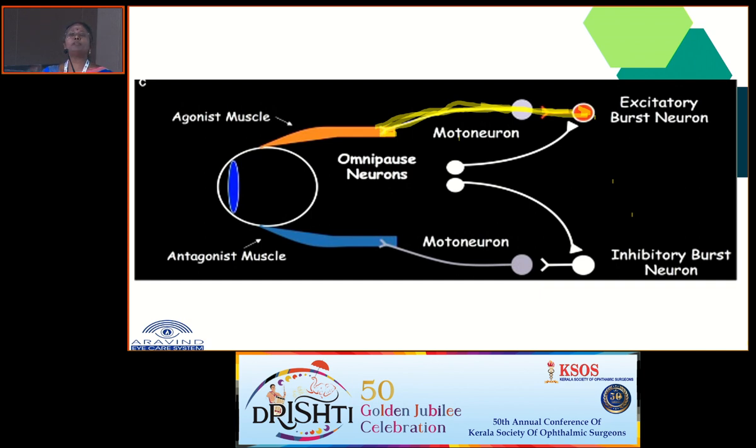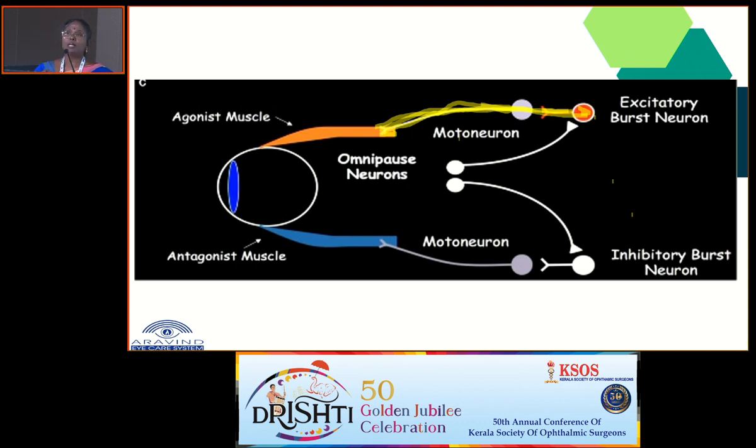At the same time, if you are looking to the right, using your right lateral rectus, what happens to the other muscles, your right medial rectus as well as the left lateral rectus? Someone has to say, you don't function, this one is functioning. So you have the inhibitory burst neurons going to the antagonist muscle, which doesn't allow it to function. The excitatory burst neurons are not always fired.